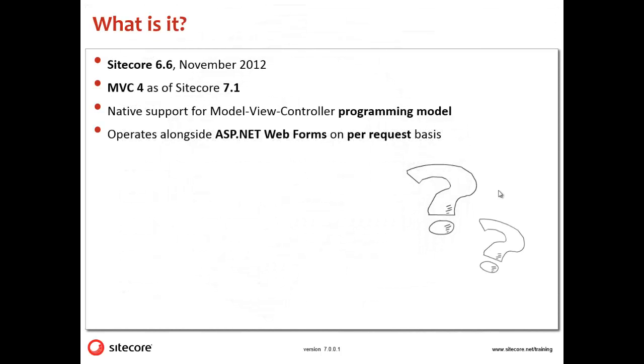So what is Sitecore MVC? It was introduced in November 2012 as part of Sitecore 6.6, and as of 7.1, we will be supporting MVC 4. It introduced native support for the Model View Controller programming model, and the reason I phrase it like that is because it is a little bit different. One of the key differences is that it operates alongside ASP.NET Web Forms on a per-request basis. In practice, what this means is that if you wanted to, you could have a site where some pages were handled by MVC and others were handled by Web Forms.